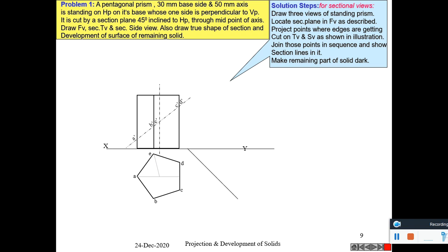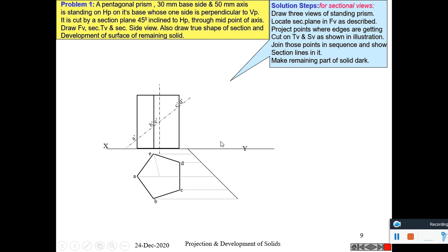It is cut by a plane 45 degree inclined to HP, section plane, and passing through the midpoint of axis. This is the axis. It is passing through the midpoint of this axis. Name those points, and we can see the shape of the cut portion in the left side view only.